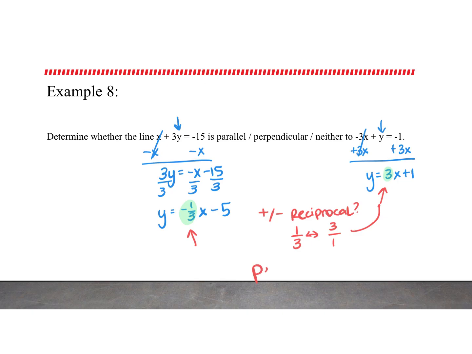So that means this is a perpendicular situation, because we had both situations here. We had that it was opposite signs. So one's positive, one's negative. And then if you're looking just at the number, they are reciprocals of each other.